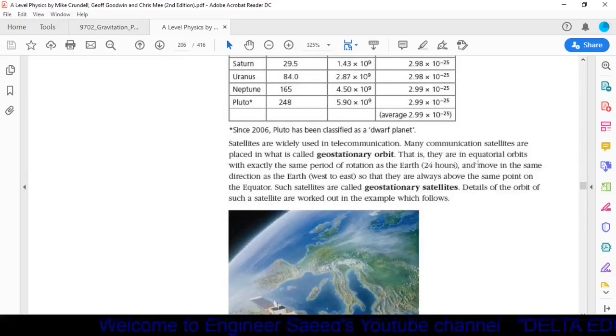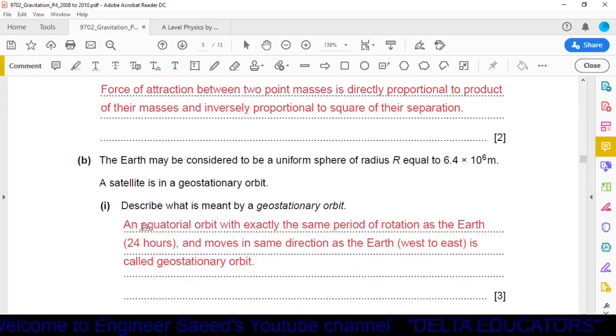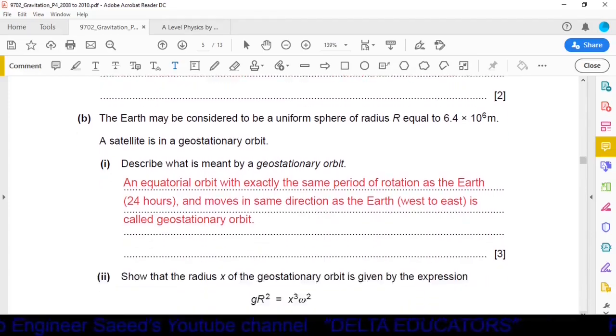They are in equatorial orbits. First condition, it should be in an equatorial orbit with exactly the same period of rotation as the Earth, 24 hours, and move in the same direction as the Earth, west to east. The same wording is written here. An equatorial orbit with exactly the same period of rotation as the Earth, 24 hours, and moving in the same direction as the Earth, west to east, is called geostationary orbit.